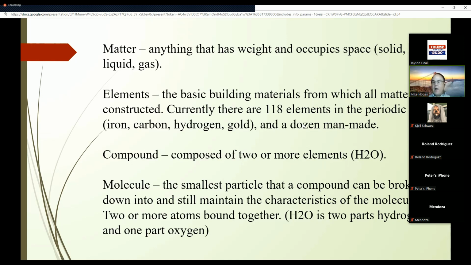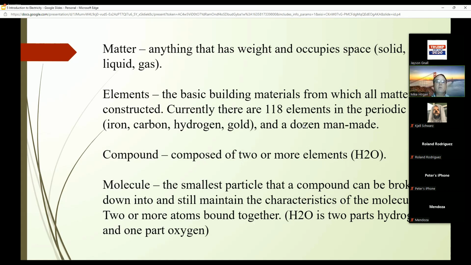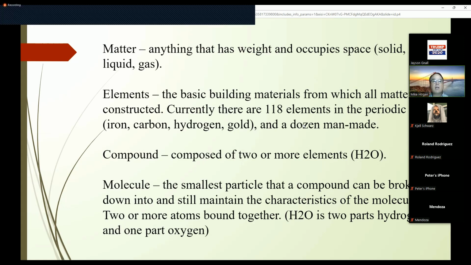Electronics. We're talking about matter. Anything that has weight and occupies space. Solid, liquid, gas. That's typically what we're talking about in matter. There's elements. We all are familiar with that elemental chart, those basic building blocks. Those are pure components, made up of just those elements, the periodic table. Then when you talk about a compound, you start putting some of those elements together, right? You combine a couple of those elements and you make a compound.